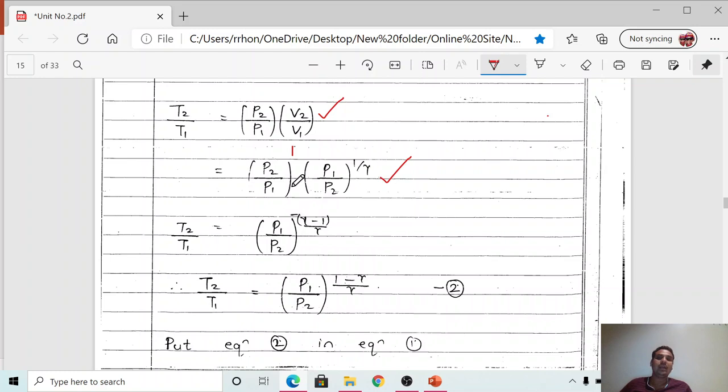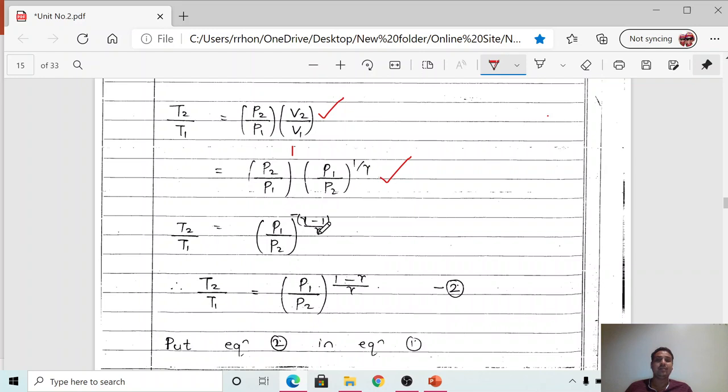So the next one is P1 by P2 raised to minus 1 into bracket gamma minus 1 divided by gamma, because initially the power is plus 1 into 1 by gamma. When we consider these P1 by P2 terms in the same way, the plus 1 becomes minus, and because of the cross multiplication, we can write the term P1 by P2 raised to minus into bracket gamma minus 1 divided by gamma.